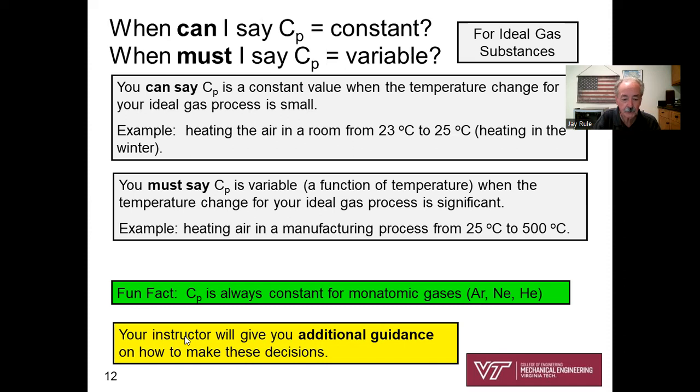Now, I'm getting off track. The yellow box: your instructor is going to be giving you additional guidance on how to make these decisions. So do not panic that you're on an island. Your instructor will be giving you additional guidance on when you can use CP and CV as constant numbers, and when you have to use CP and CV as variable. If your instructor does not give you more guidance, ask for it.